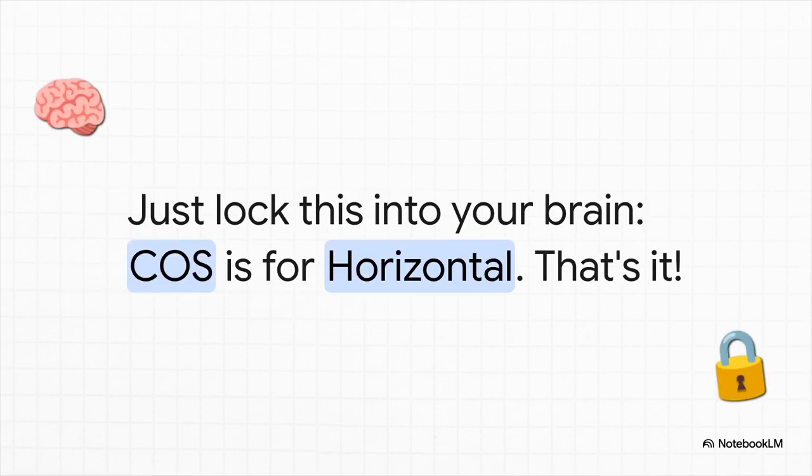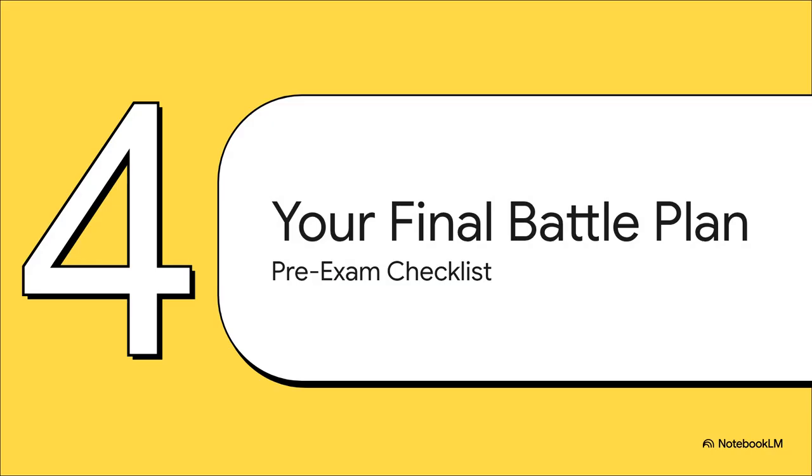So, how do you remember? It's so easy. Just burn this into your brain. COS is for horizontal. Say it with me. COS is for horizontal. That's it. And if you ever panic in the exam, just do a quick sanity check. At the equator, the dip angle is 0. What's the cosine of 0? It's 1. So the field is all horizontal. See? It just works.